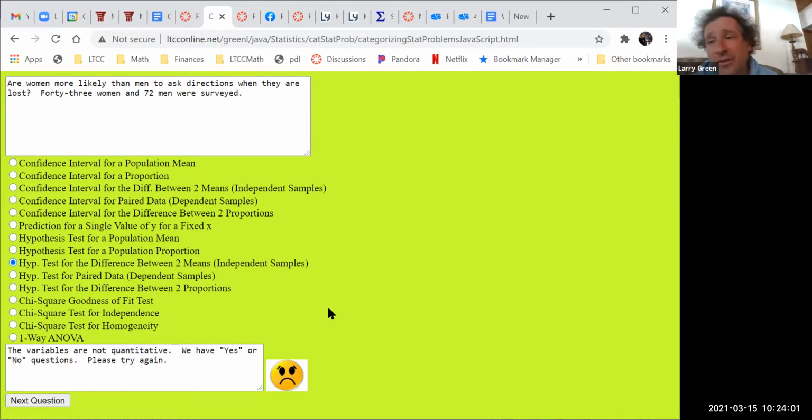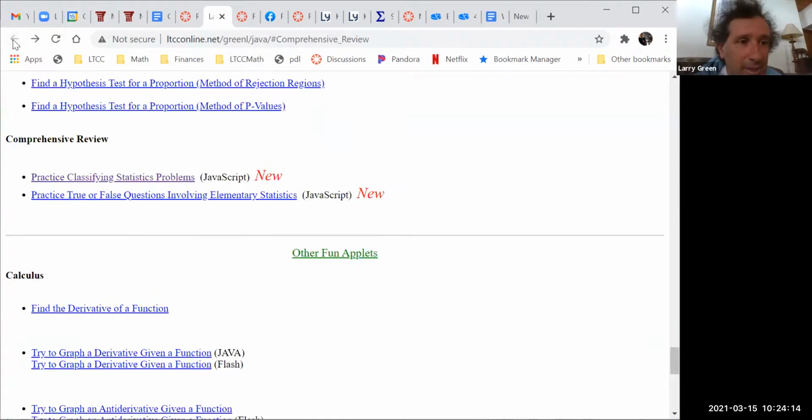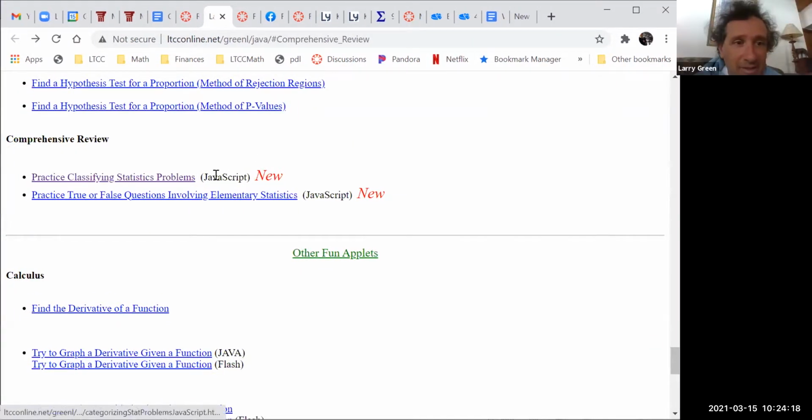So again, you want to do them until you're just getting them consistently right, and then move on to the next thing to study. Okay. I have a question, how do we get there? It was review applets, and then what was the next one? Yeah, so let me hit the backspace. When you see review applets, you'll see practice classifying statistics problems.